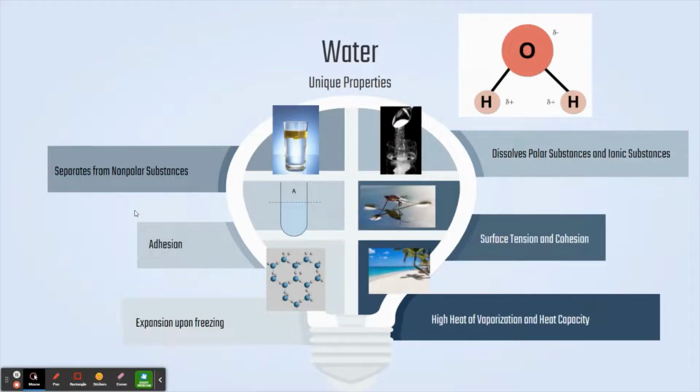And finally, another idea about water is the idea of high heat of vaporization and heat capacity. High heat of vaporization means it takes a lot of energy for the water to actually become a gas. High heat capacity means it will take a lot of energy to raise the temperature of water, which is why you see more stable temperatures around beaches and coastal areas, because it takes a lot of energy for the water to change temperature. So the water will make the land, I guess, have more stable temperatures as well.